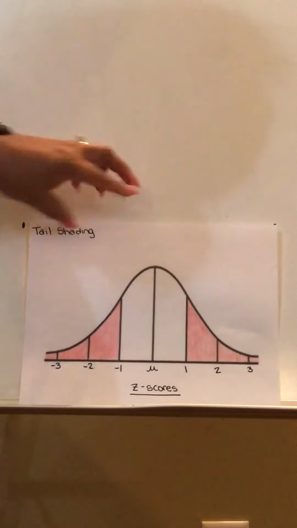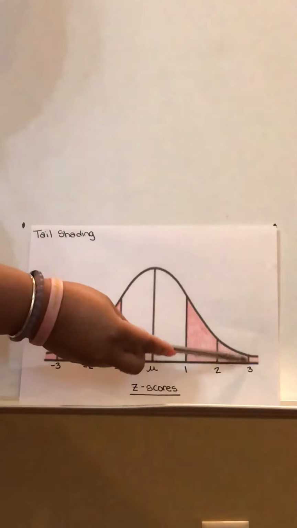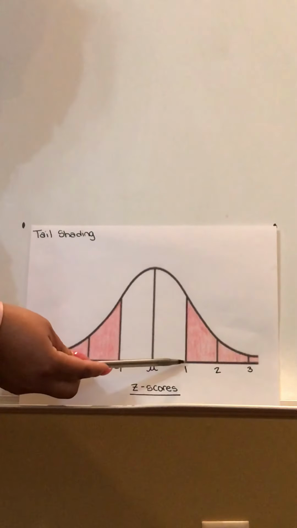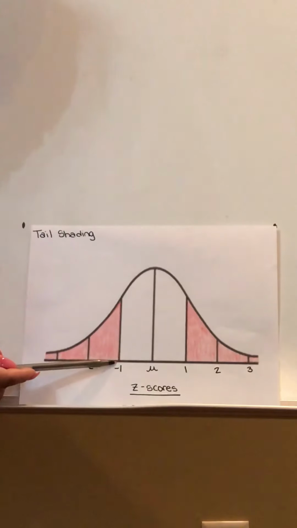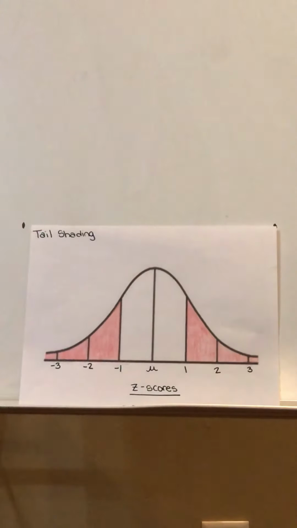Your second type of shading is considered the tail shading, okay? Now, your ends are called tails. You can have very small tails. That would be around the 3 or the 2 z-score. Or you could have very large tails that come up to 1 or -1. Or it could come up all the way to the middle.